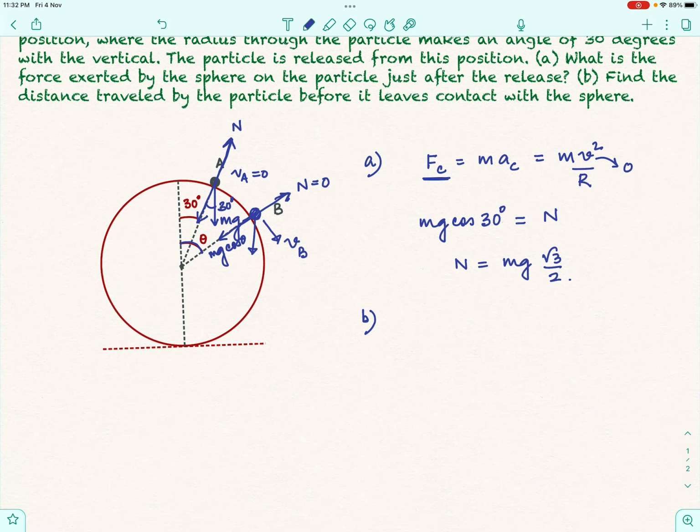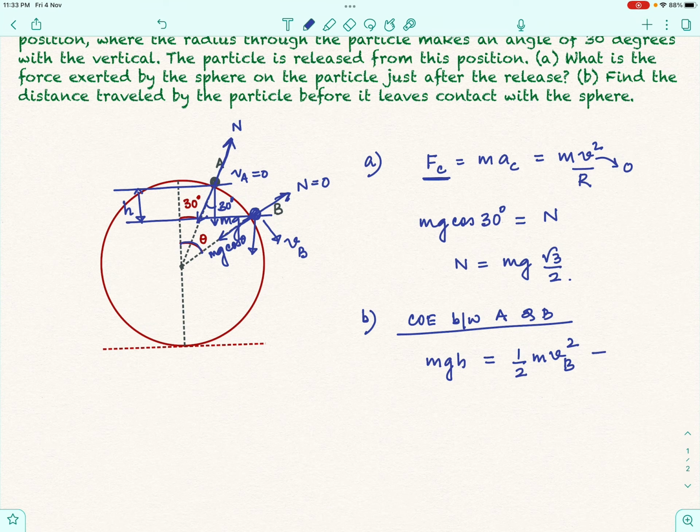So, first we shall use the conservation of energy between the points A and B, where whatever potential energy the particle has lost between the points A and B, corresponding to this height h through which the particle has moved down, the loss of potential energy, which will be mgh, should be equal to the gain in kinetic energy, which is the final kinetic energy, half m vB squared, minus the initial kinetic energy at the point A, which we know is 0. The particle started off from rest at the position A.